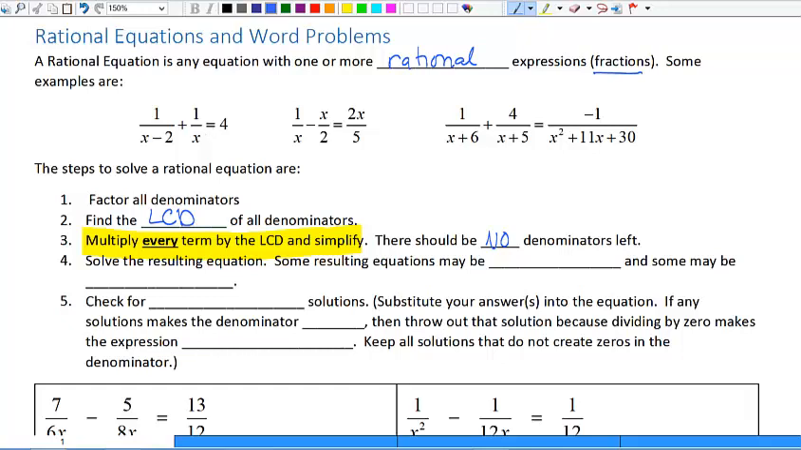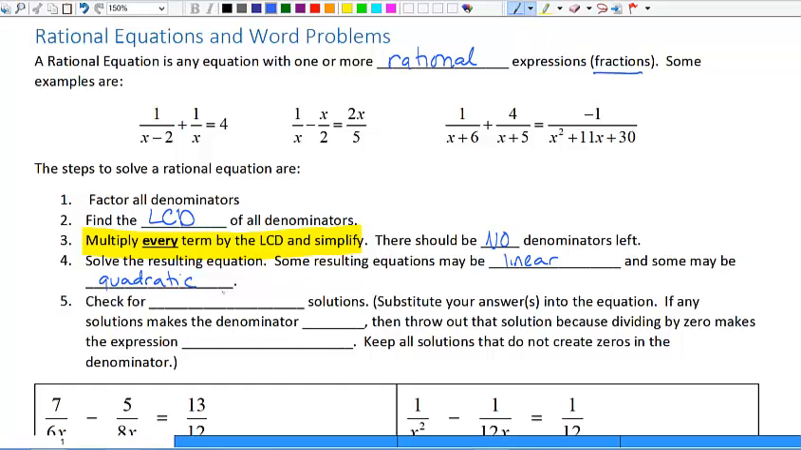Okay? Step 4. Solve the resulting equations. Some resulting equations may be linear and some may be quadratic. You don't really know which one's which, so you're just going to have to solve whichever type pops up.